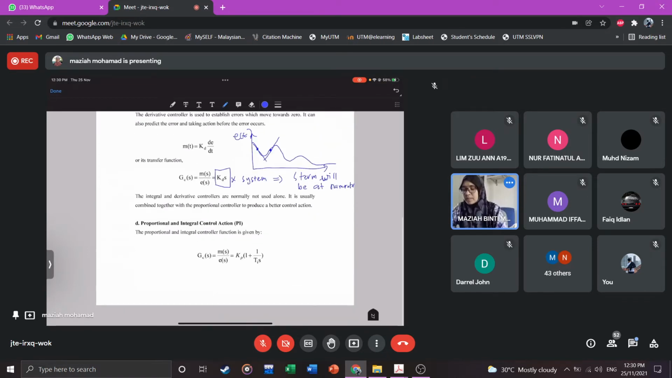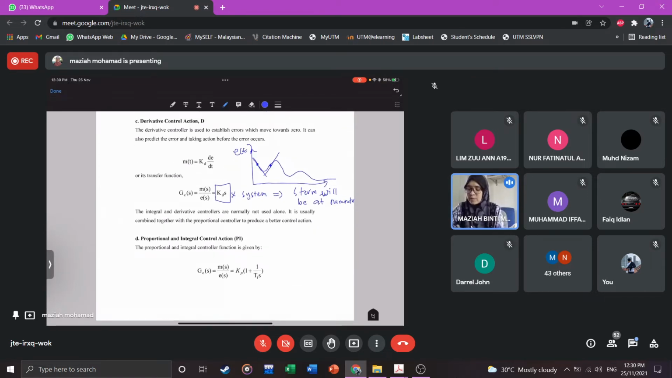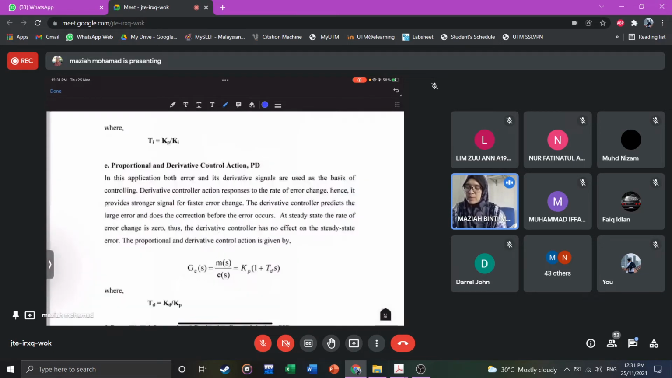This is the transfer function for the PI controller. It is basically coming from the Kp controller plus the I controller, which is Ki over S. From the equation you get this equation here, where Ti is Kp over Ki.